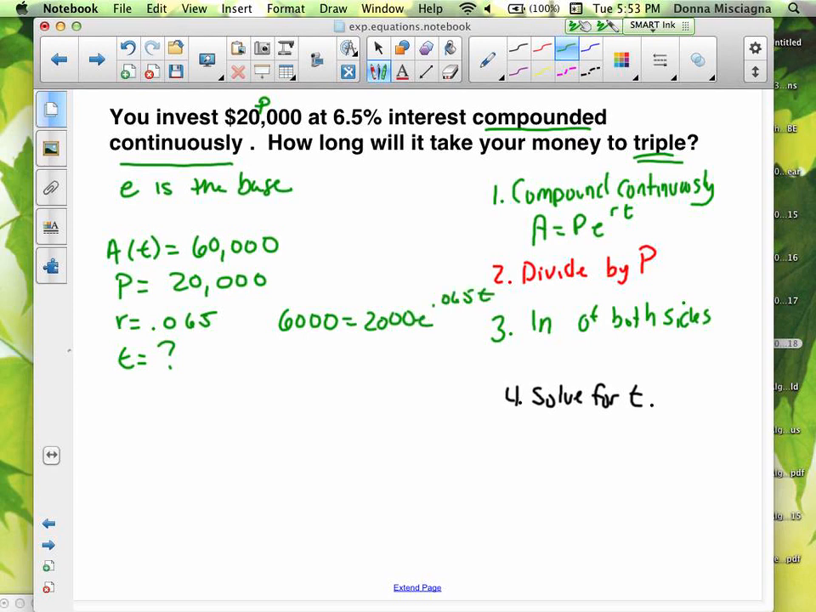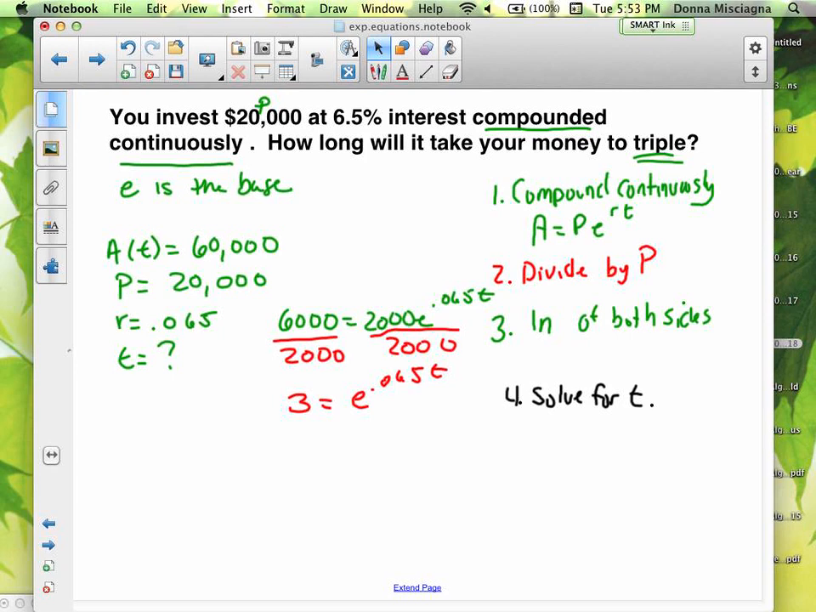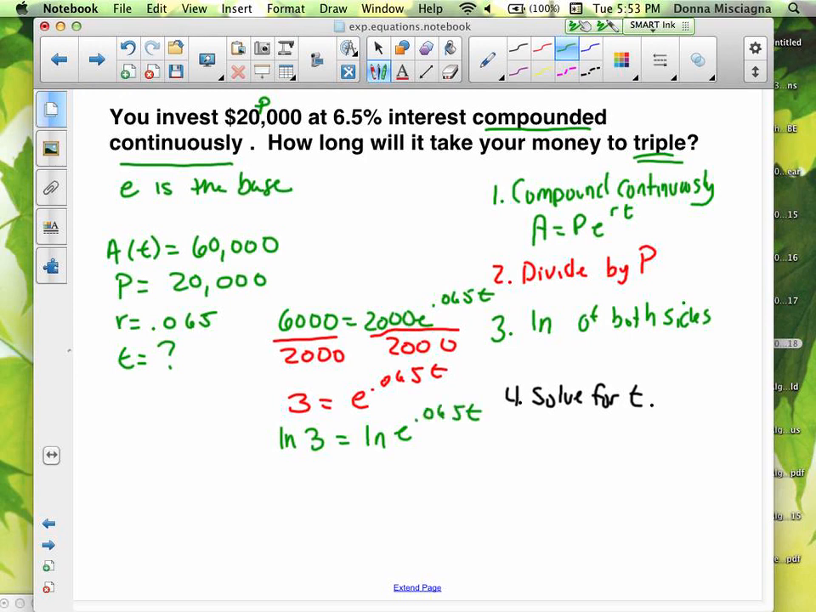Got to divide both sides by 20,000 because we need to isolate e. So we have 3, which makes sense because we're tripling our money, equals e to the 0.065 t power. We'll take a natural log of both sides because e is our base. So we have natural log of 3 equals natural log of e to the 0.065 t power. 0.065 can move in front. Right? So we have natural log of 3 equals 0.065 t, natural log of e. But we know natural log of e is just 1.